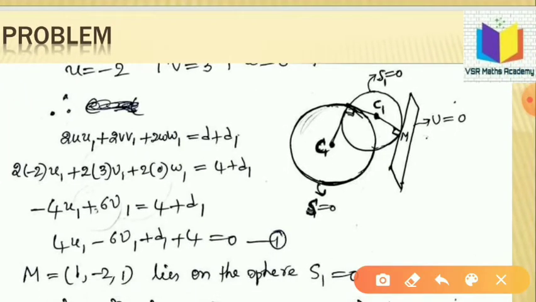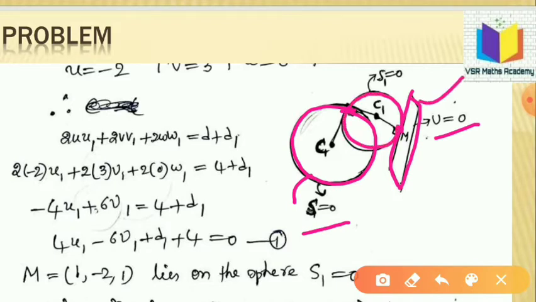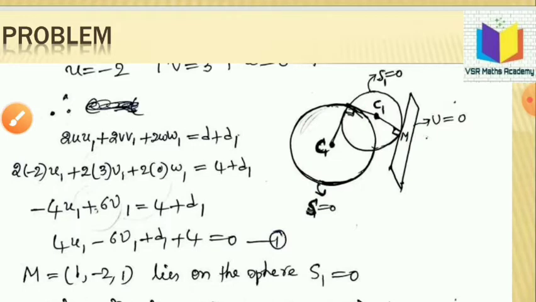This is the sphere given in the problem and this is the plane given in the problem. Say this is u = 0 and this is S = 0. So you can see here we have to find a sphere touching the given plane at the point (1, 2, -1) and intersecting the given sphere orthogonally. That means here this angle is 90 degrees.